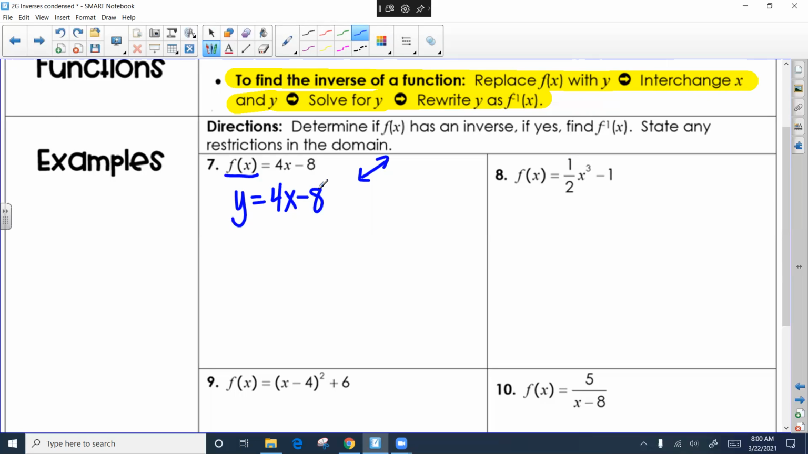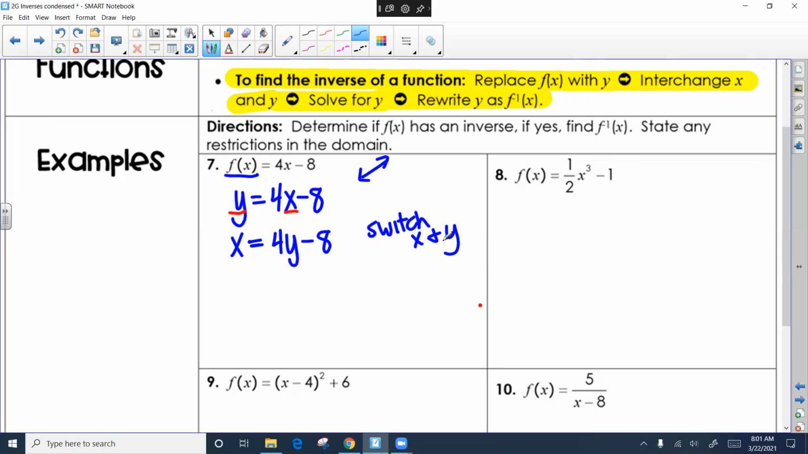Now, to find an inverse function, we switch the input and the output. So I'm going to switch or interchange the x and y. Not any of the other variables or numbers or operations, just x and y. So when I switch x and y, it looks like this. X equals 4y minus 8. Okay, so what we did there, we switched x and y. Everyone see where that's coming from?